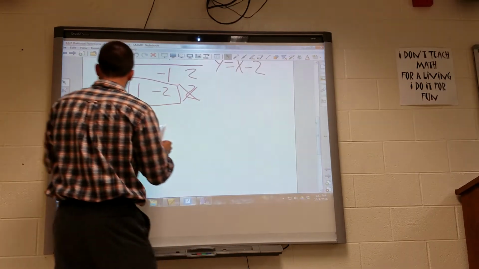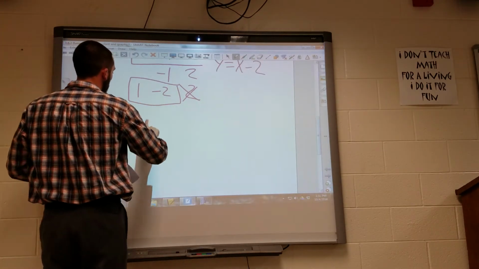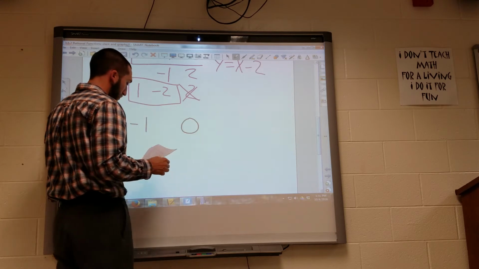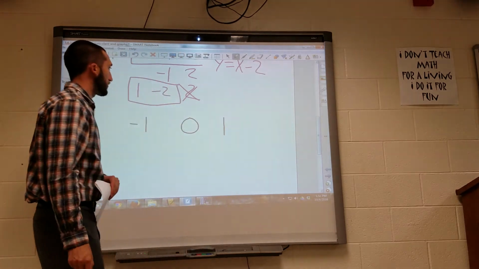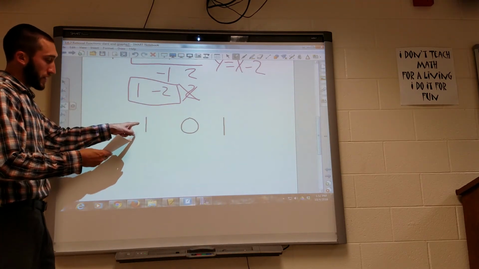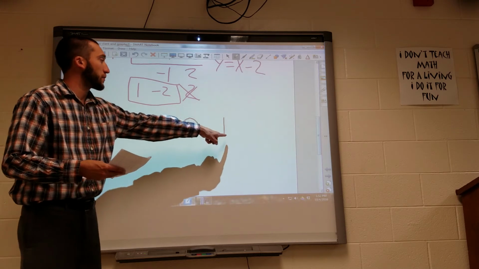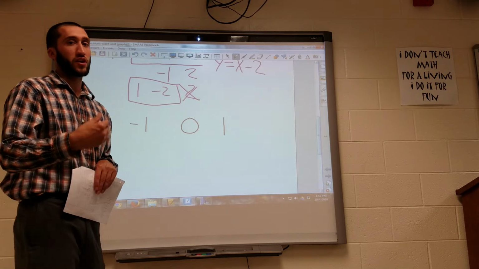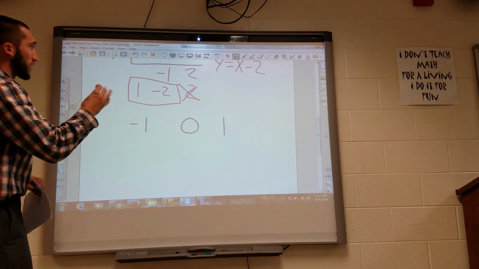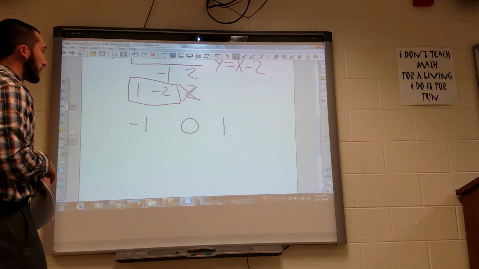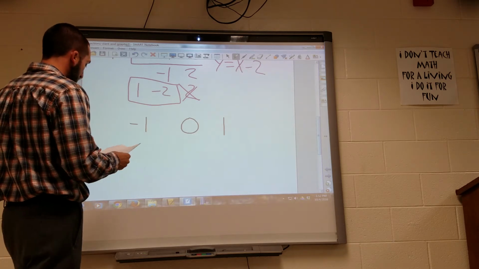So we had critical numbers for x. We had the critical number negative 1. We had a critical number 0. We had a critical number positive 1. So negative 1 came from the vertical asymptote. 0 came from one of the x-intercepts. 1 came from the other x-intercept. So those are our critical numbers. Those are the ones where x makes the graph equal to 0. And then we have our factors.